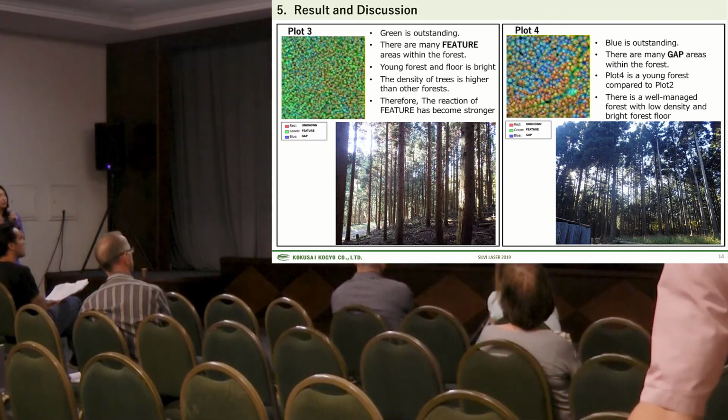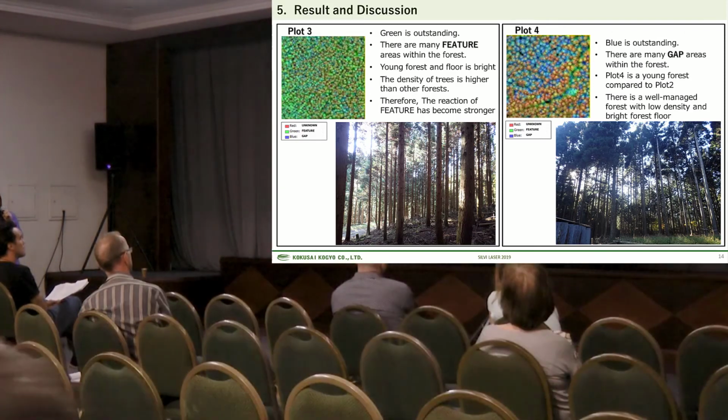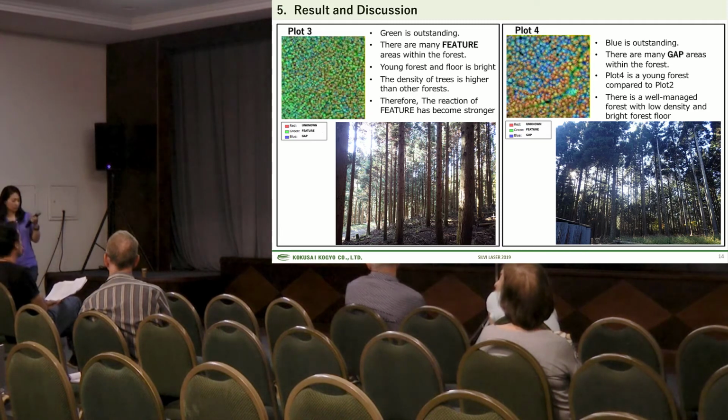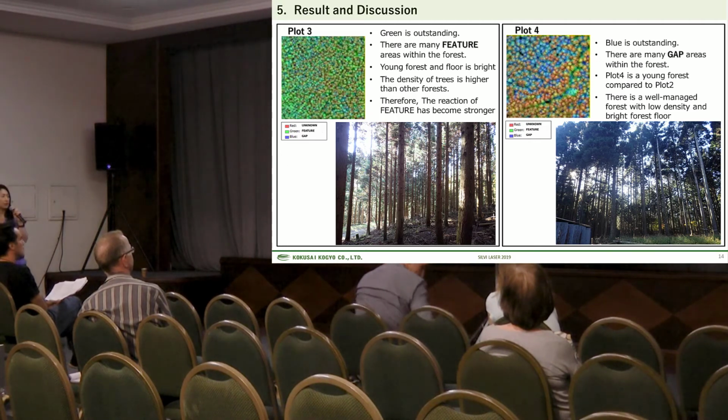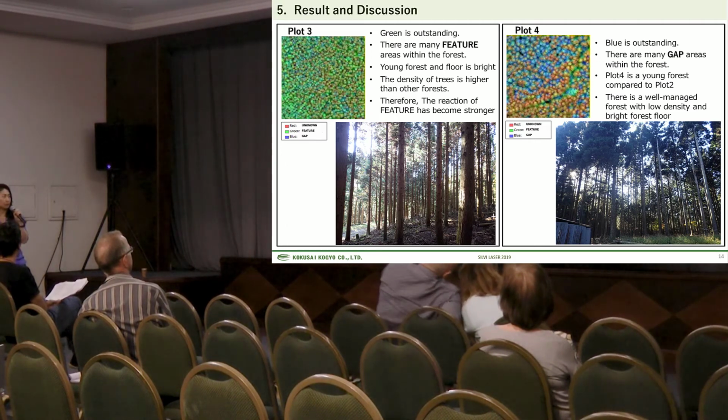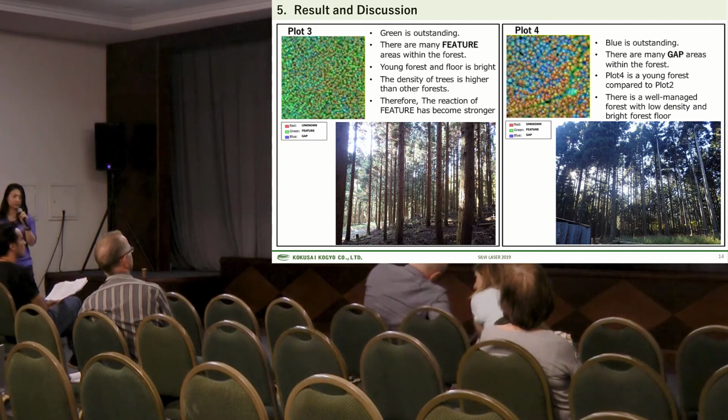Finally, plot 4, where blue is outstanding, same as plot 2. That is, there are many gap areas within the forest. Plot 4 is a young forest compared to plot 2, but it is a well-managed forest with low density, so the forest floor is bright.